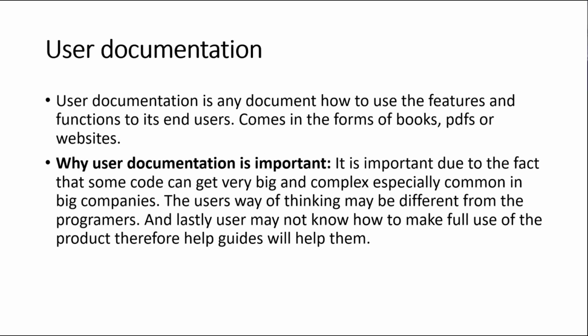1.1.8. User documentation is any document which labels the features and functions to its users. It comes in the forms of books, PDFs, or websites. It's important due to the fact that some code can get very big and complex, especially in big companies, and the user's way of thinking may be different to the programmers. And lastly, the users may not know how to make full use of the product, and therefore the guides will help them.